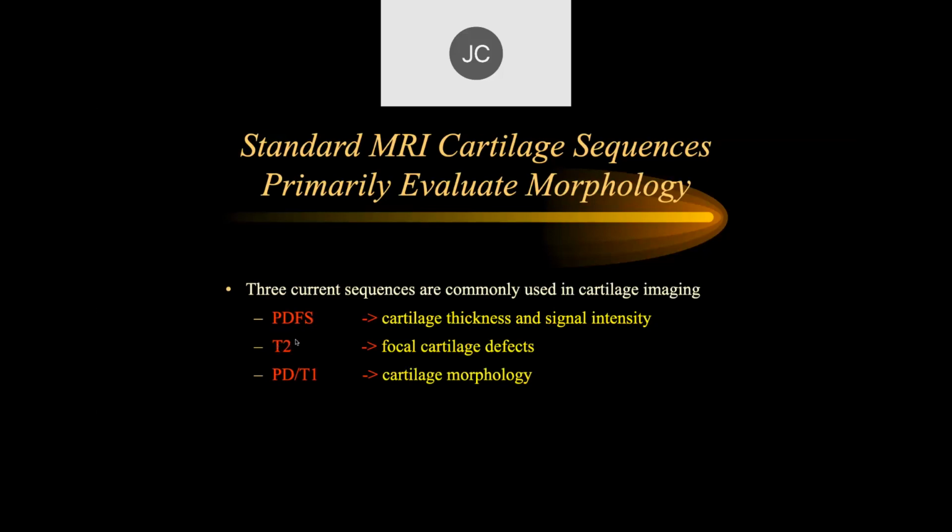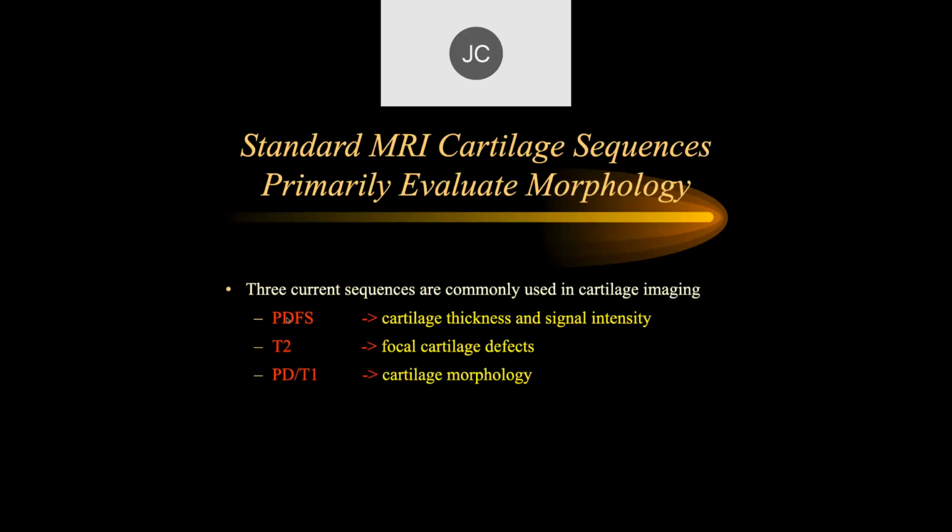Then there's T2, which is really good for looking at focal cartilage defects. PD fat set's good for cartilage thickness and signal intensity. And then the PD and T1 are pretty good for cartilage morphology, but the pathology is best visualized in these two techniques.